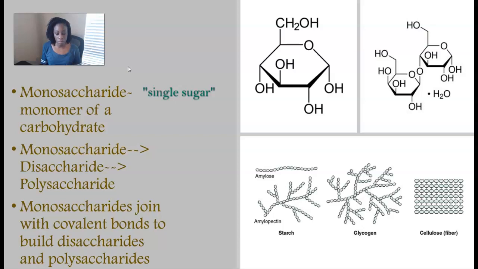So think about it like a pearl necklace. One individual unit would be the single pearl. That would be like the monomer of the necklace. When you put multiple pearls together on a string, you get the polymer, which would be the whole necklace.